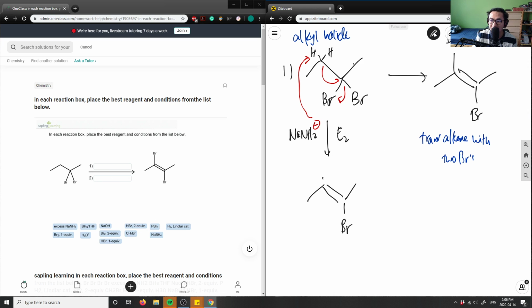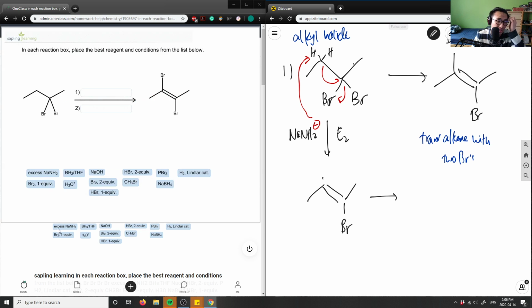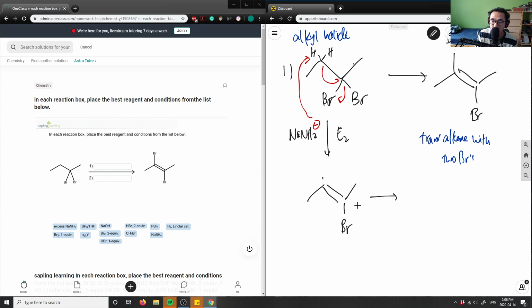So what I can do is eliminate again. I can do another equivalent of NaNH2. So I'm using the exact same equivalent. That's why this is the hint. It says excess NaNH2, right? So in reality, you actually need two equivalents here. This is NaNH2, and it's going to, again, do an E2, right?